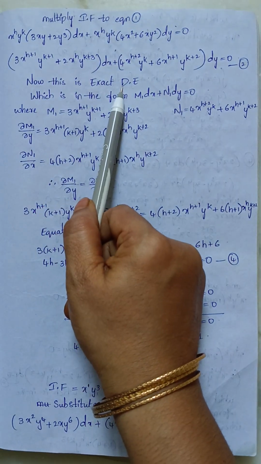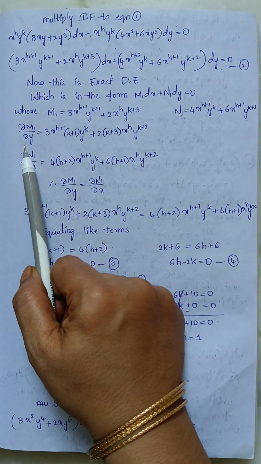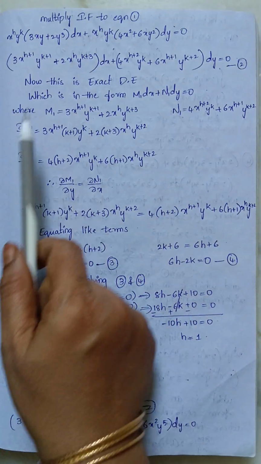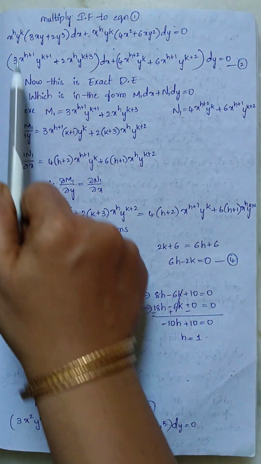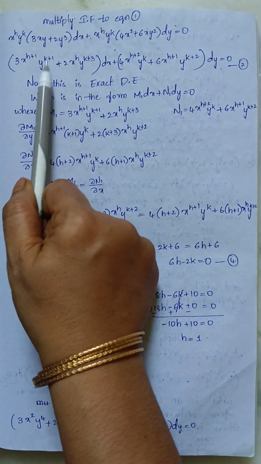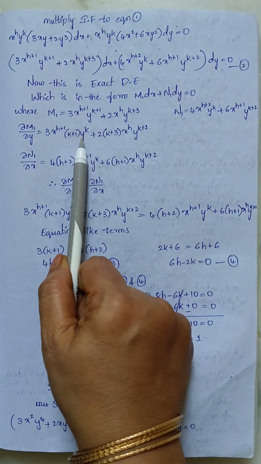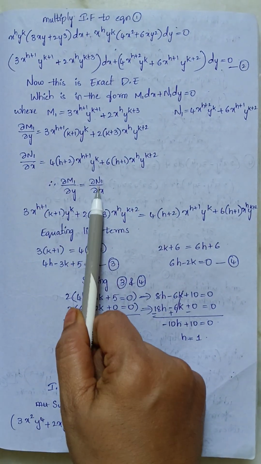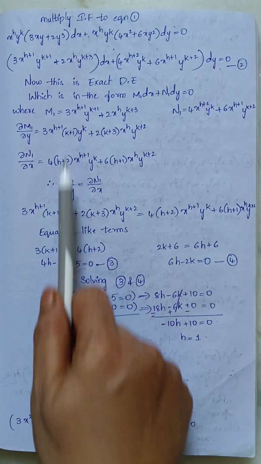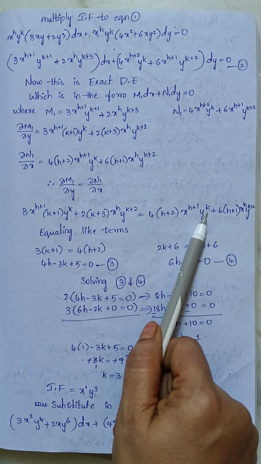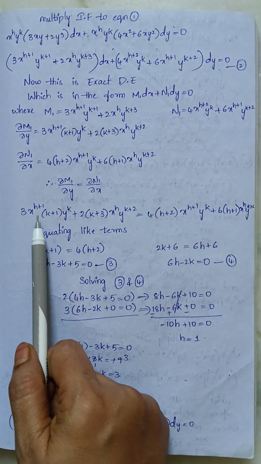Now it is an exact differential equation, means find dou M1 by dou y and dou N1 by dou x. Taking this, again with respect to y, x is constant, here y power n means n into y power n minus 1, formula. Then find these both, and these both are equal. Equating these two terms, what will come? Like terms will come. Let us check.